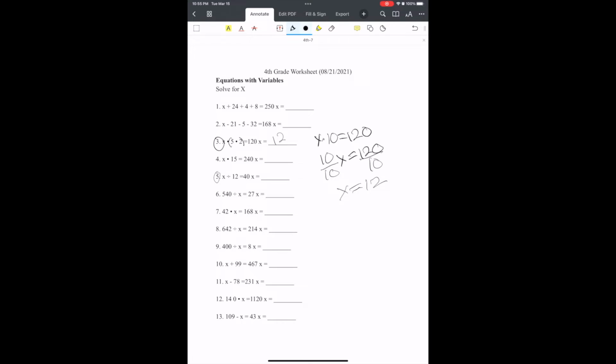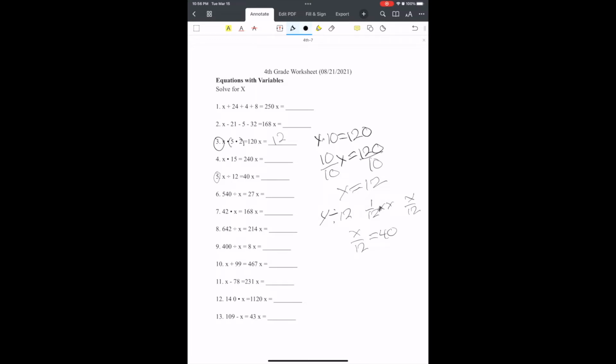So another way to write x divided by 12 is 1/12 times x. And another way to write 1/12 times x is x over 12. So we could write this as x over 12 is equal to 40.